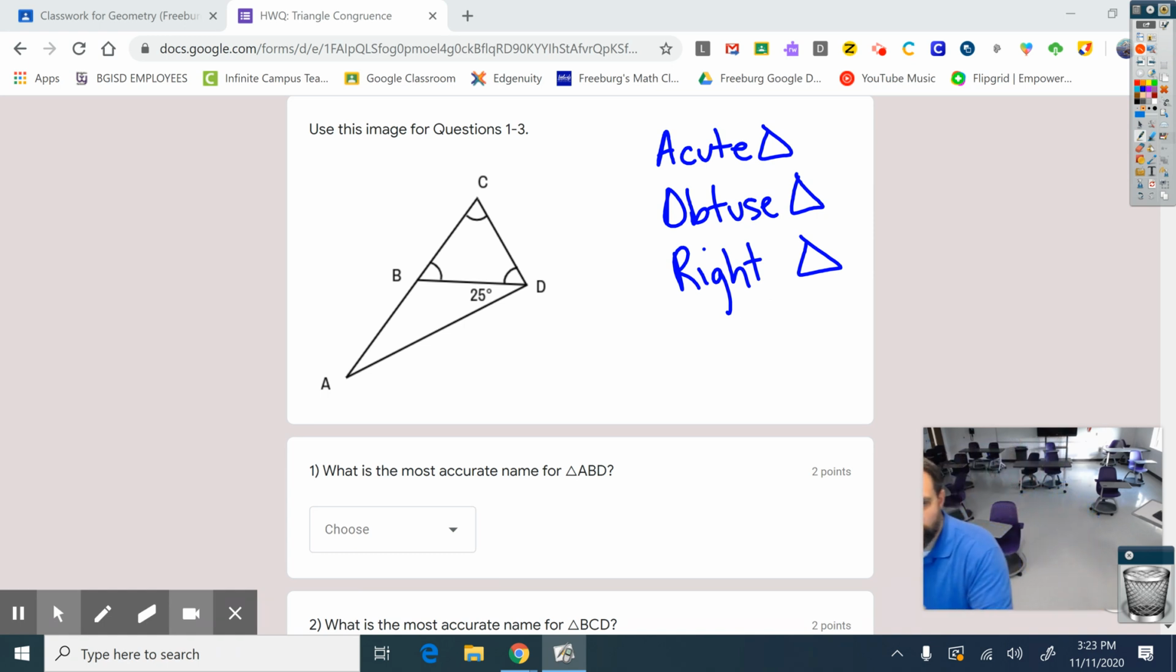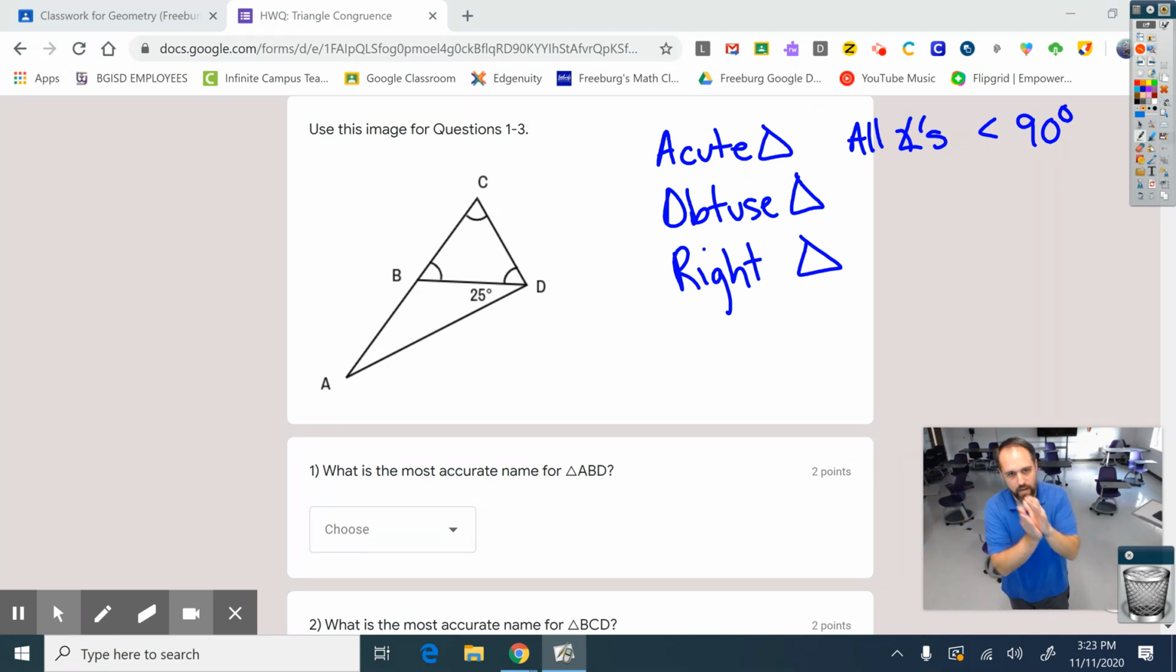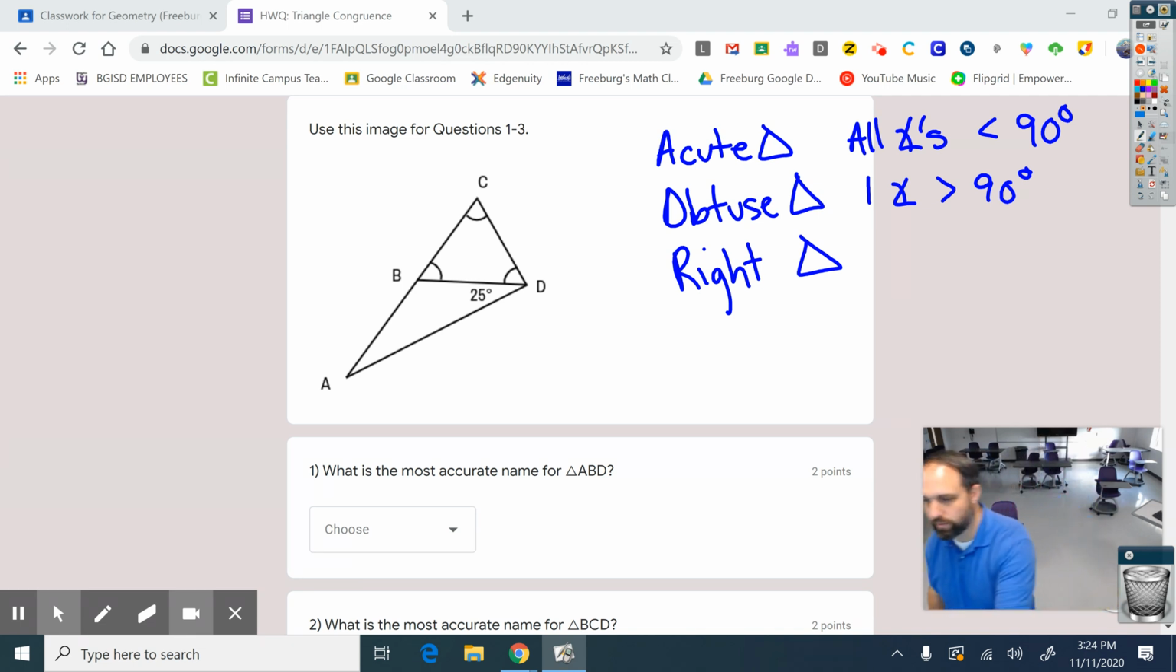So for the acute, this means that all angles are less than 90 degrees. So they're all these cute little tiny angles, right? Just these little tiny small angles. And then an obtuse would have one obtuse angle. So one angle that is greater than 90 degrees. That's going to be our obtuse angle, right? The big angles. And then for our right triangles, obviously would have one right angle in it. So one that is actually equal to 90 degrees, okay?